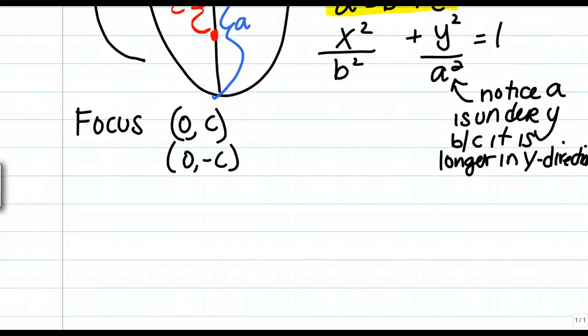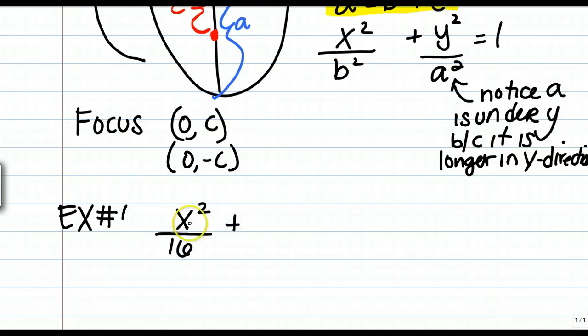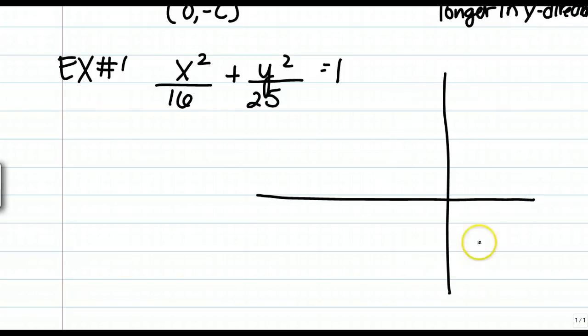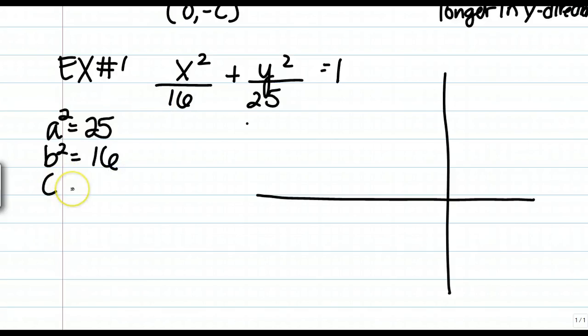Let's get into example number 1. We have x squared over 16 plus y squared over 25 equals 1. You know that your longer side is going to be in the y direction because 25 is bigger than 16, so you're going to have an ellipse that looks like this instead of like this. That means your a squared has to equal 25 because a is always the biggest, and your b squared is going to be 16. We don't know what c or c squared is, but we can find it.